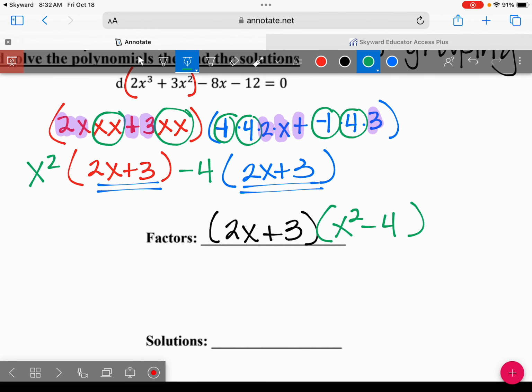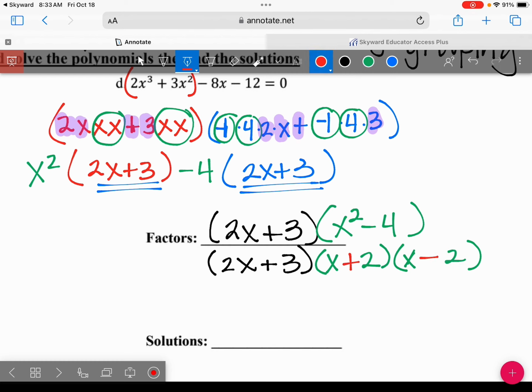Now this one is a little bit different because we can actually factor this down again. We got our 2x plus 3, but then x squared minus 4 can also factor down because that's the difference of squares. So what do you think that's going to factor down to? X squared minus 4. What number multiplies against itself to give you 4? What's the square root of 4? 2. And then one has to be addition and one has to be subtraction.